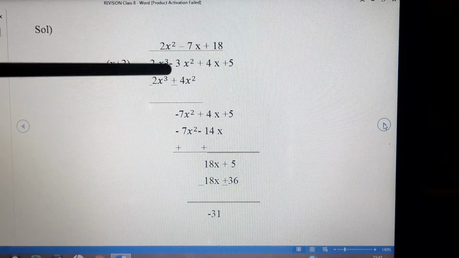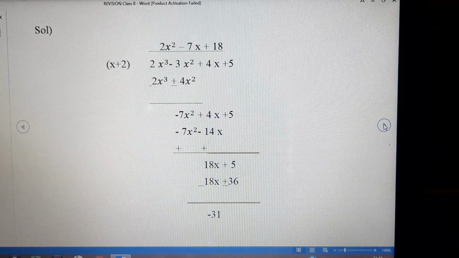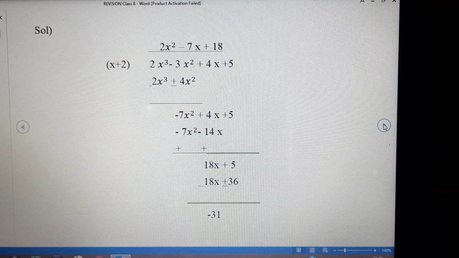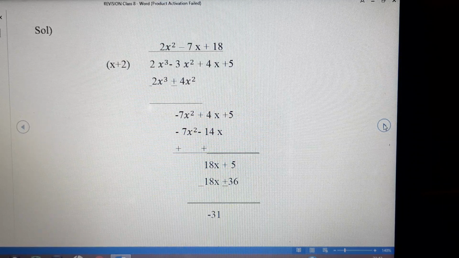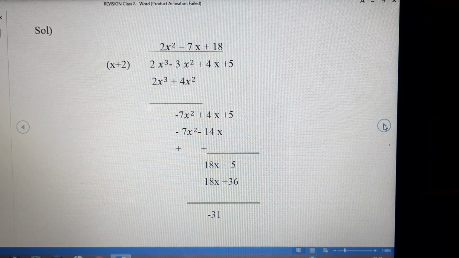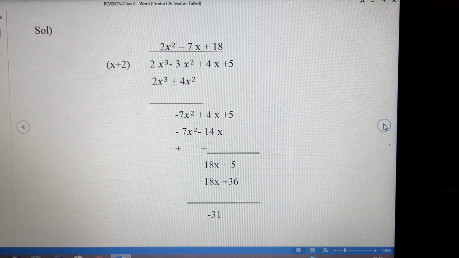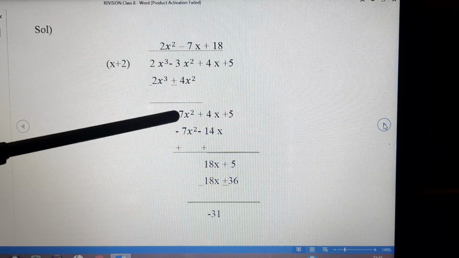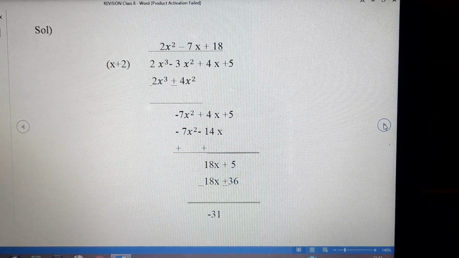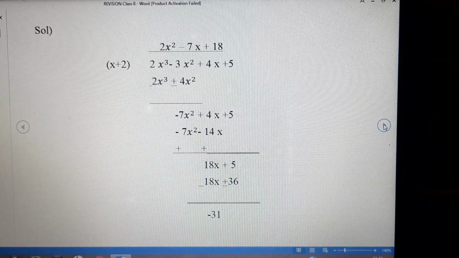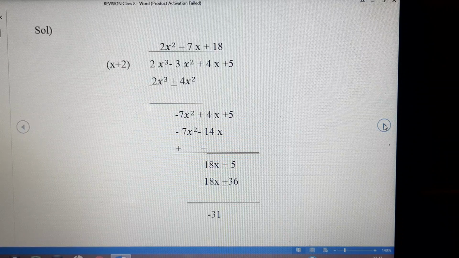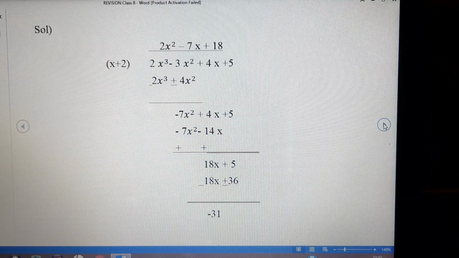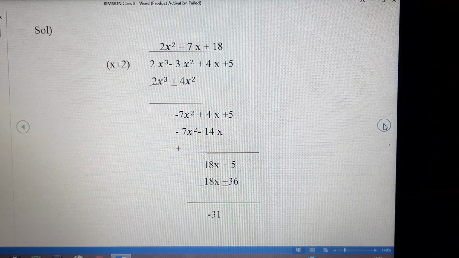Now 2x cube minus 2x cube, one negative term, one positive term, because they are equal, they will be cancelled. Now it is minus 3x square minus 4x square. Like terms will be added because both are negative, so the answer will carry a negative sign. So minus 7x square. We will copy plus 4x plus 5 here. The process has to be repeated once again.